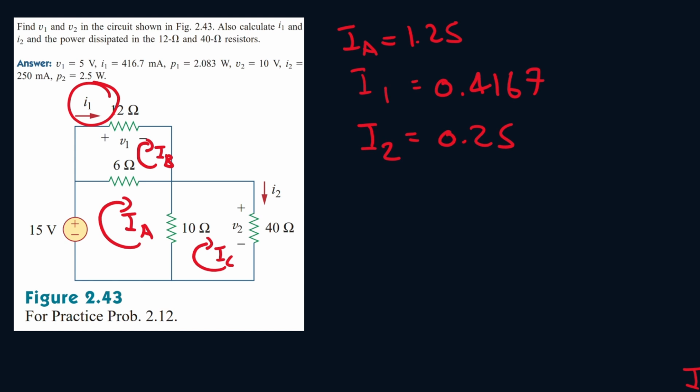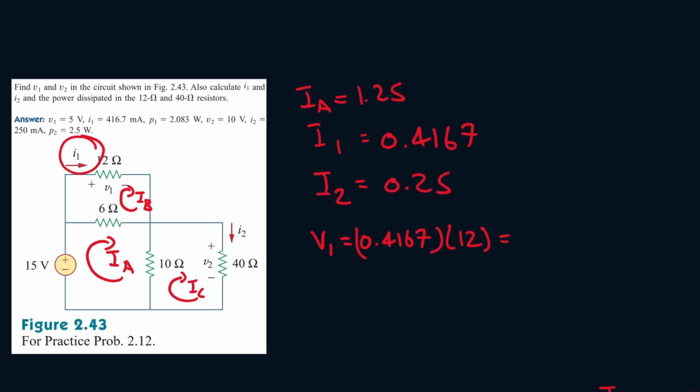Now we can find V1 and V2. So V1 will be equal to I1 times 12. So I1 is 0.4167 times 12. That will be equal to 5 volts. Okay? And then V2, that will be equal to I2, which is 0.25 times 40. And that will be equal to 10 volts.